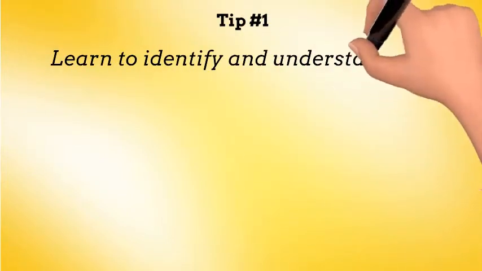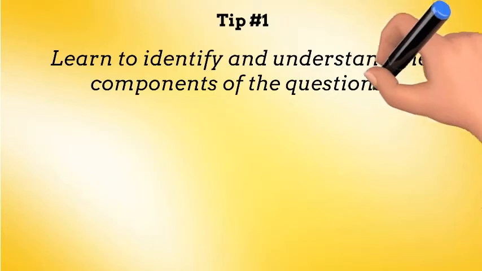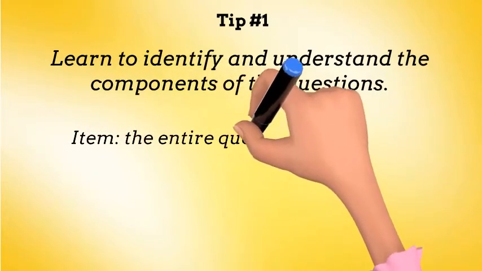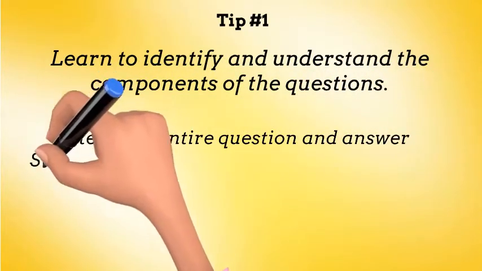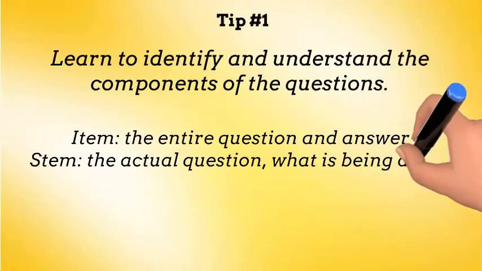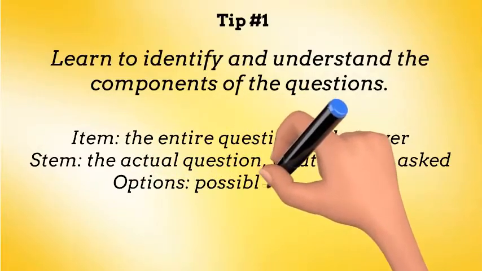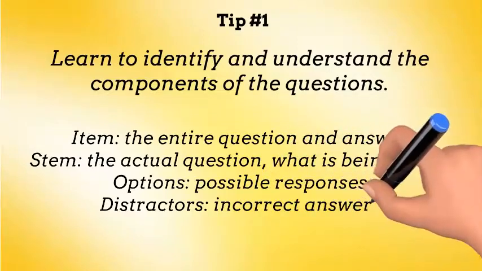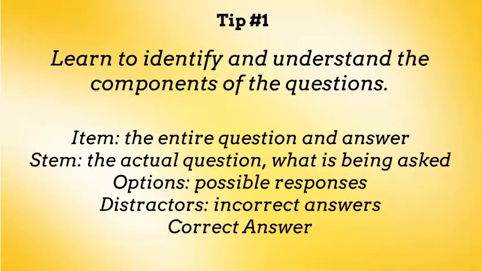Now, I'm not going to get too in-depth here because I will have a whole video on this coming up soon. I'll link it in the description below as soon as it's released. But what you do need to know is that each question has different components. First, we have the item itself, and this is the whole question and the answer. The stem is the actual question. There is often a lot of extraneous information in a question that can throw you off. You need to ask yourself, what is the question actually asking before you move on?